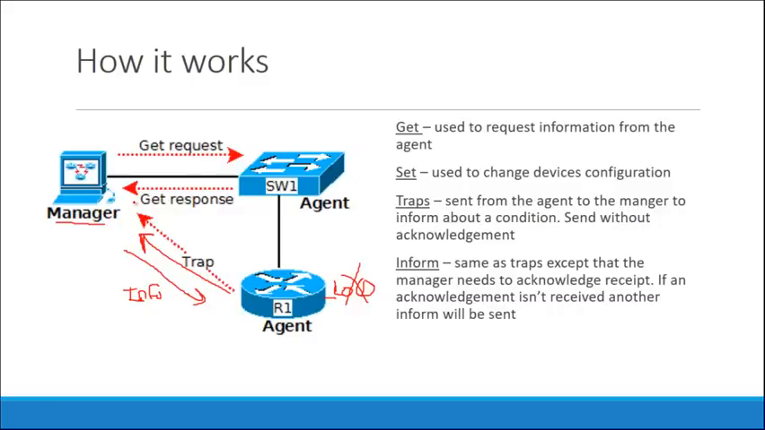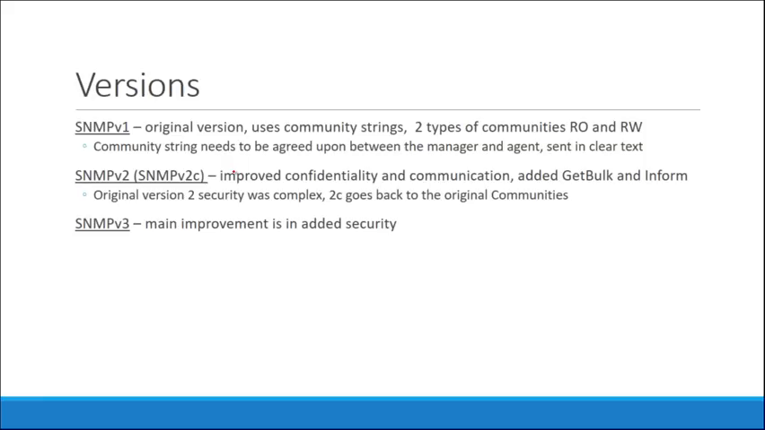And the only difference between traps and informs is that an inform requires an acknowledgement. A trap simply will send it, and it doesn't expect a response, and if for some reason the manager doesn't get it, it doesn't get it. Okay. We have three versions of SNMP.